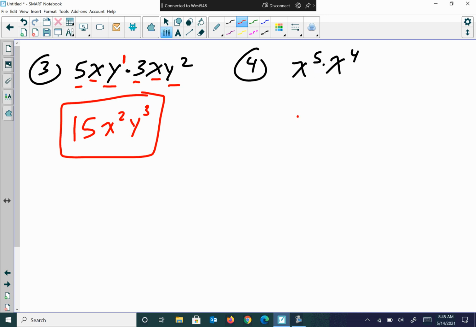Problem number 4, add the exponents. So that's all we got for those. Seem okay? Any questions?